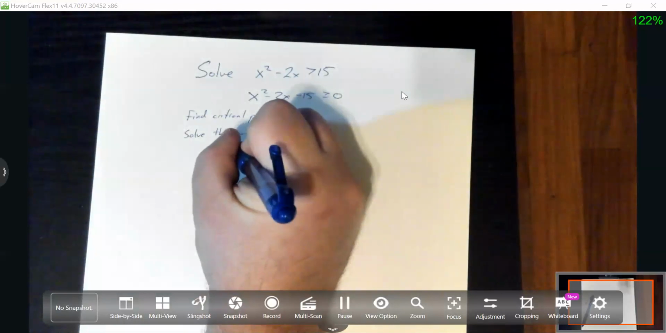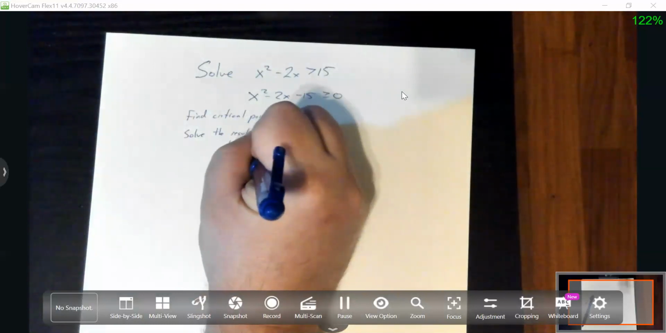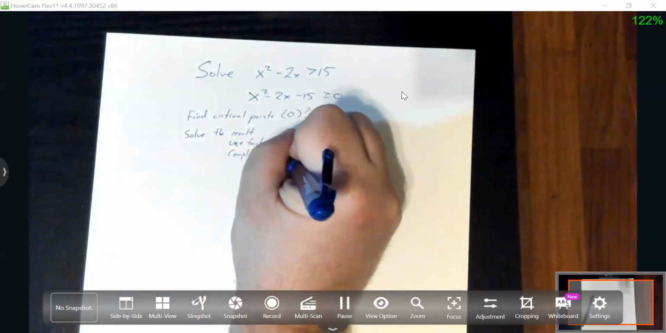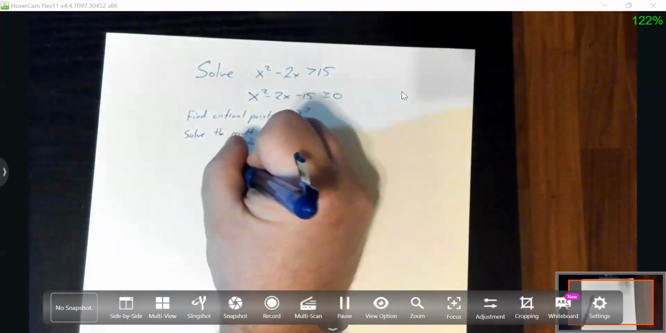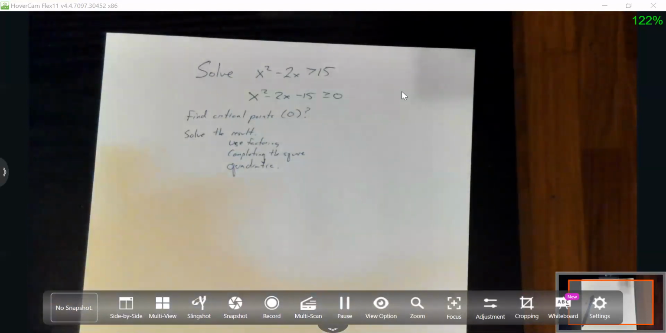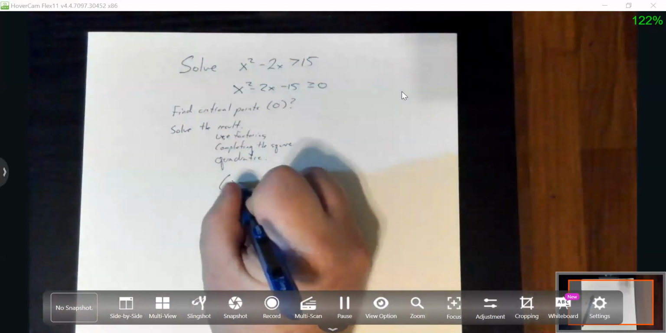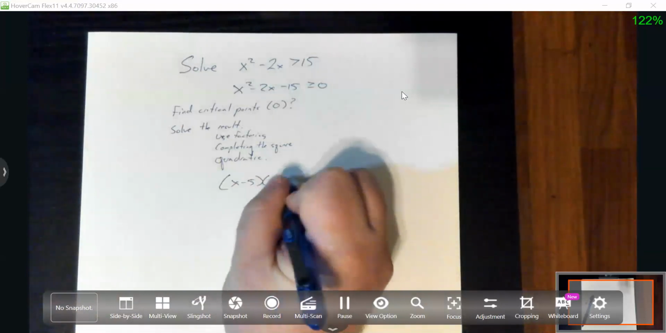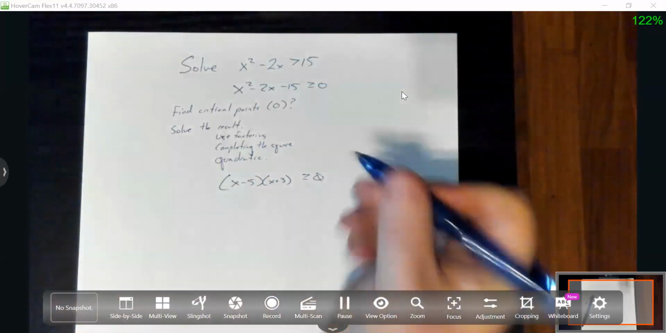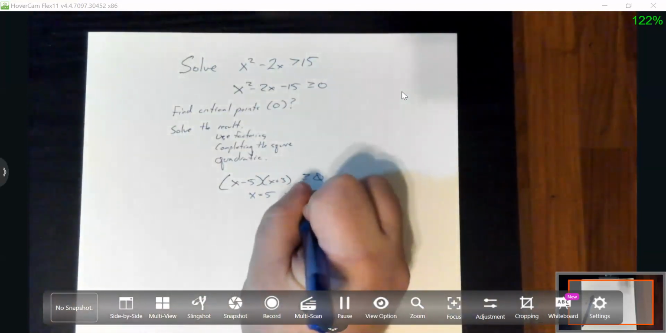You can use factoring. You can use completing the square. You can use quadratic formula. Use whatever is appropriate. You have to find those zeros. I'm going to use factoring because it's easier in this case. If you couldn't factor it, you'd probably have to go to the quadratic formula and get the answers that way. So I factor it. So minus 15, that's going to be x minus 5, x plus 3. And we're still saying when is this greater than or equal to 0. So my critical points here are x equals 5 and x equals negative 3.